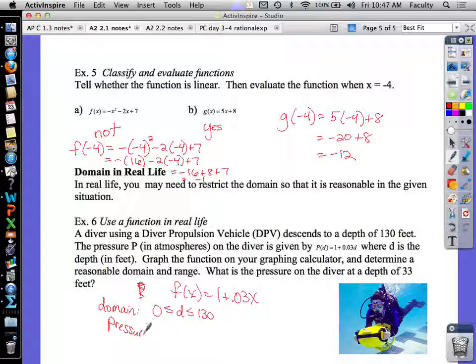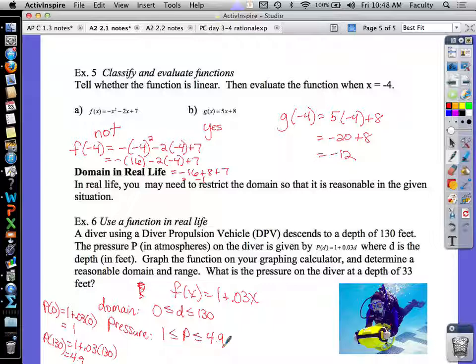Now for the pressure, P of 0 is 1 plus 0.03 times 0, which is 1. And then the maximum pressure is at the maximum depth. I've already done the calculation because I need to start going a little bit faster here. So my range is between 1 and 4.9, and that's in atmospheres, whatever that measurement is, okay?